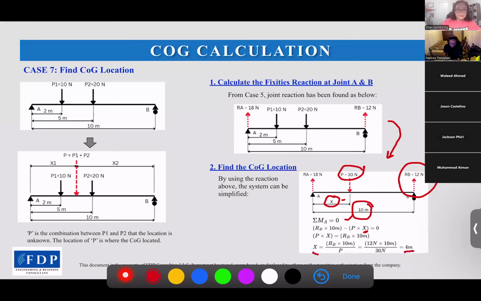So we can say that the COG is located 4 meters from A, like that. So this is the COG. If we use this system to calculate the reaction, we will get the same reaction as this, like that.